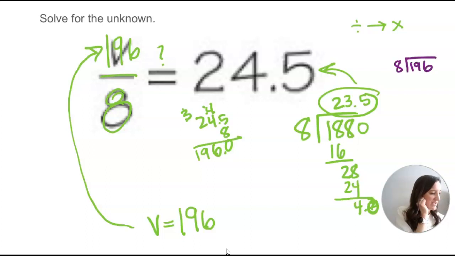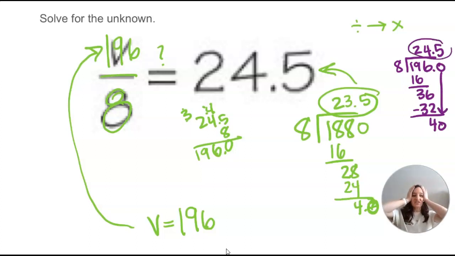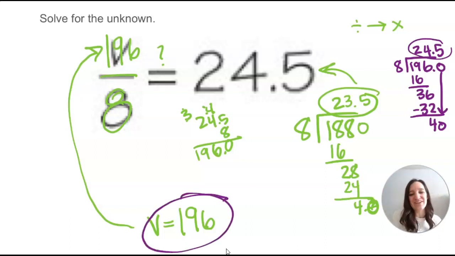196 divided by 8, that would still be 2, giving me 36, which would be 4. Oh, this looks much better. Add a decimal and a 0 to drop it down and bring that decimal up and get 5. So, oh my gosh. That, my friends, is why you check your work. All right, so V is actually 196.